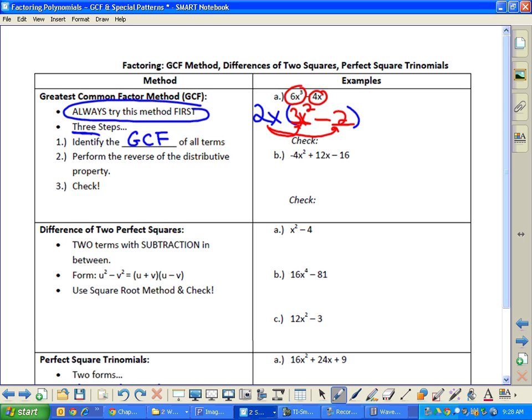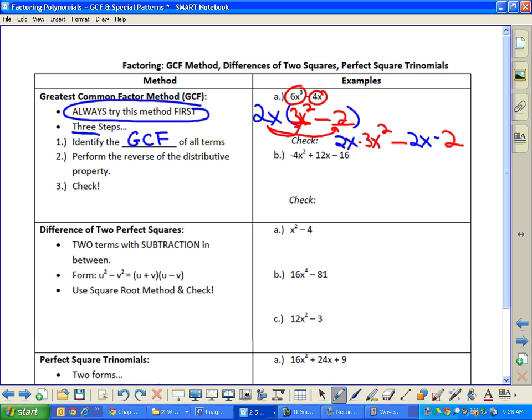Now, how do we check? Again, you just do the distributive property. So when I go to check, I'm going to ask myself, is 2x times 3x squared minus 2x times 2 the same as my original problem? 2x times 3x squared, that's 6x to the third for sure. And then 2x times 2 is 4x, and I have my minus sign in between. So I know that with the distributive property, I can check.